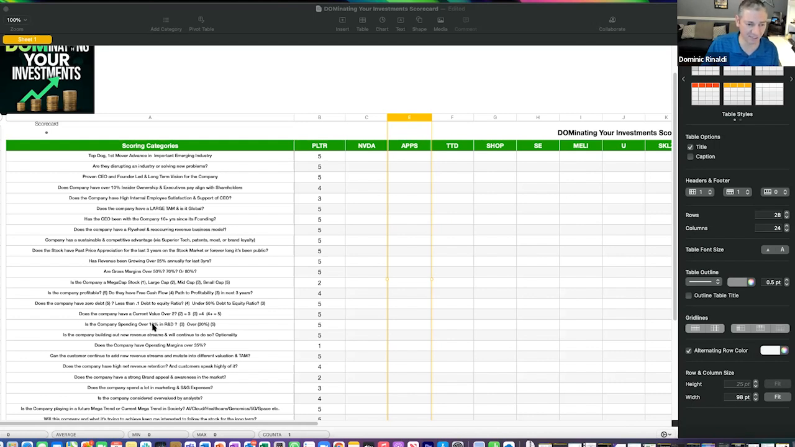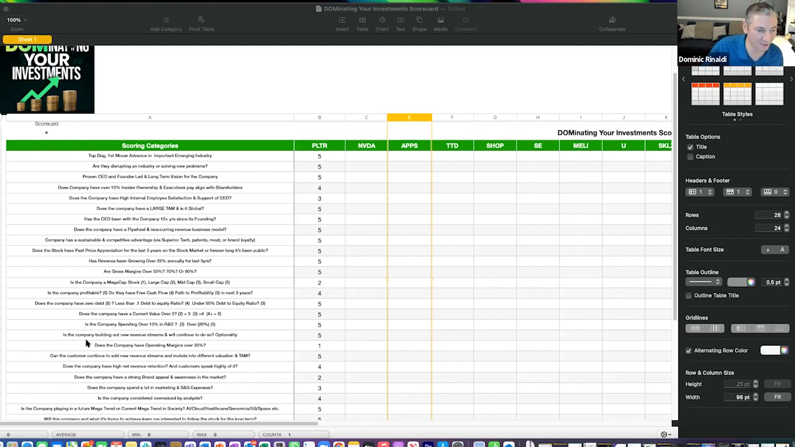Is the company spending over 10% in R&D, over 20% of revenues in R&D? And they are definitely spending over 20%. So I give them a 5 out of 5. I want companies to do that. I want them to continue to not be satisfied, to continue to innovate, to challenge themselves, to think of new revenue streams and new problems that haven't even been identified as problems, so they can have that first mover advantage, which Palantir is all about that.